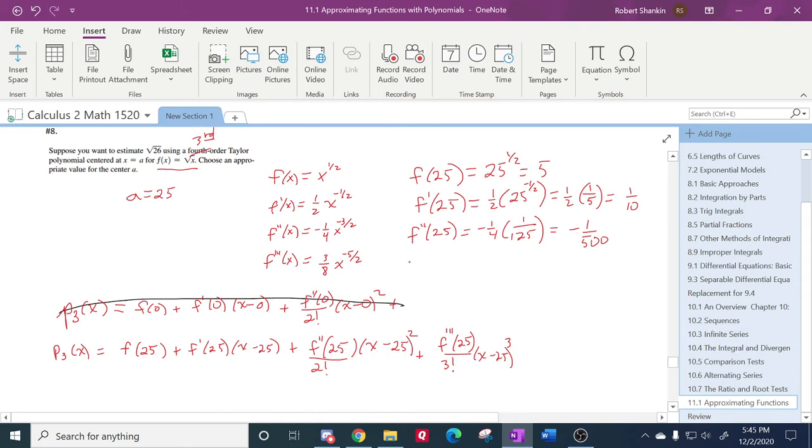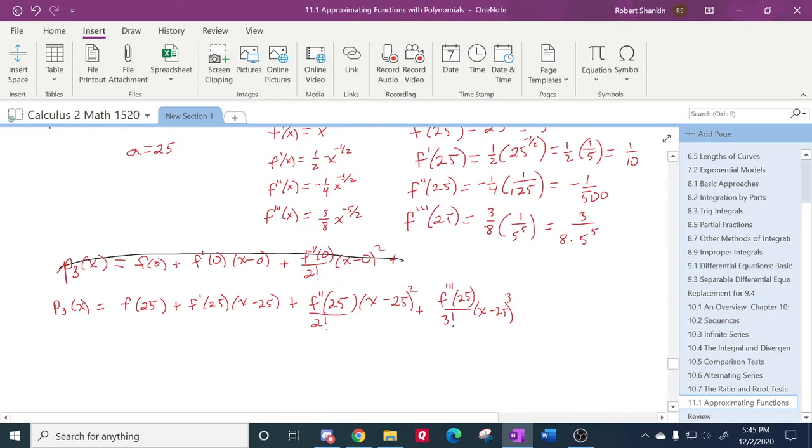And f triple prime of 25 is 3/8 times 25 to the negative 5/2. And when you take it to the negative exponent, it puts it in the denominator. Square root of 25 is 5, 5 to the 5th. So big, I'm just going to leave it like this. 3 over 8 times 5 to the 5th.